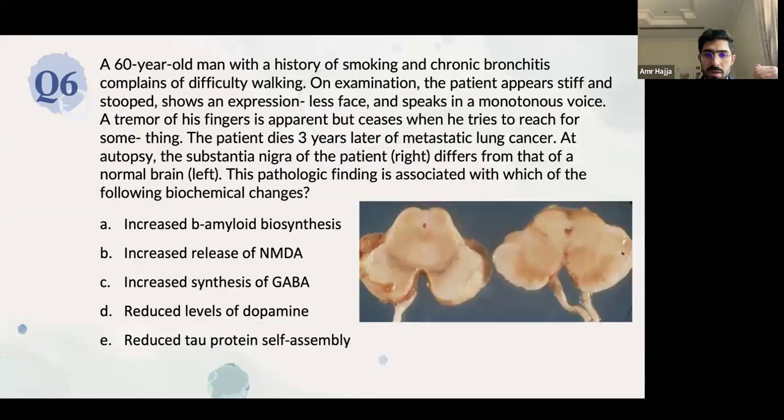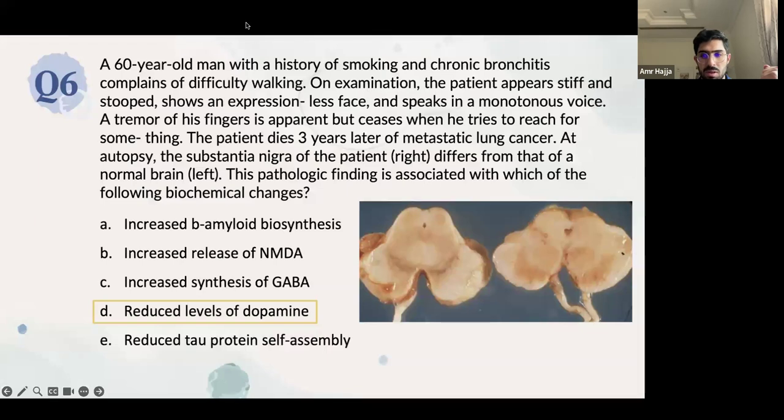Then here, because of the depigmentation of the substantia nigra, we're suspecting Parkinson's disease, and the symptoms direct us more towards Parkinson's disease, which happens as a result of reduced levels of dopamine. Any questions about Parkinson's?